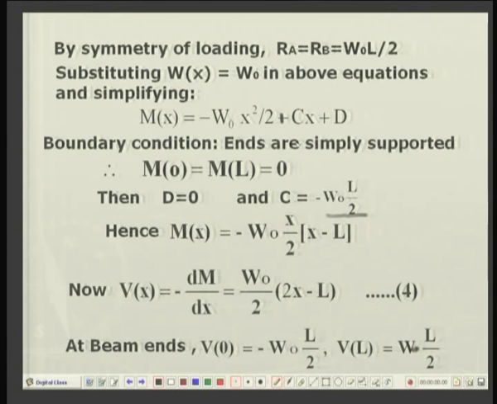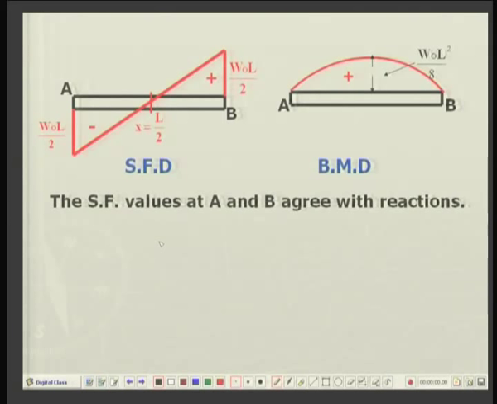The maximum bending moment occurs, as I mentioned, where dM by dx has to be equal to 0, and at that point the shear force must be 0, because dM by dx is equal to minus Vx. So, since the shear force is 0 at the center of the beam, the maximum bending moment will also occur at the center of the beam. This can be easily verified. It occurs at x is equal to L by 2, and its value at that point is W0 L square by 8.